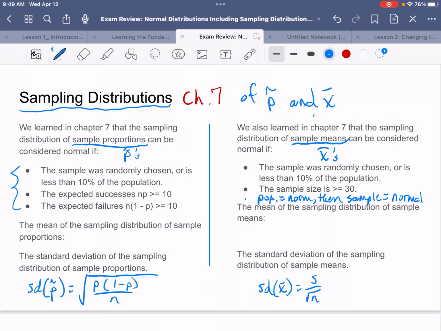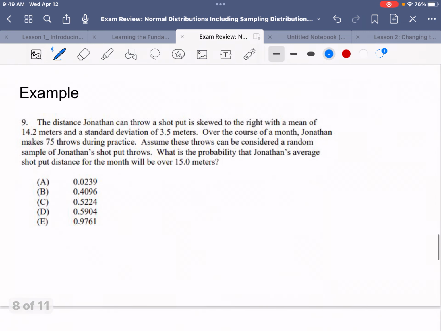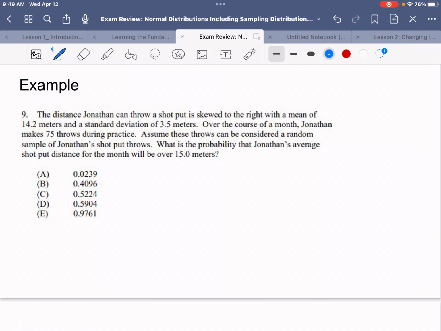Okay. The standard deviation of the sampling distribution of sample means is given by the formula: the standard deviation of x bar is equal to s over the square root of n. So now remember, we expect p hat to equal p, and we expect x bar to equal mu. So you've got your mean and your standard deviations. So let's take a look at some sample questions. And as I work through a couple of these, I'm going to show you some of the mistakes that they expect you to make, and how to avoid them.